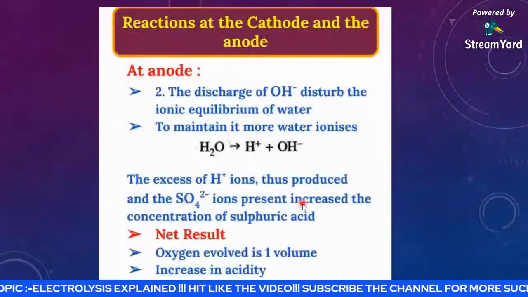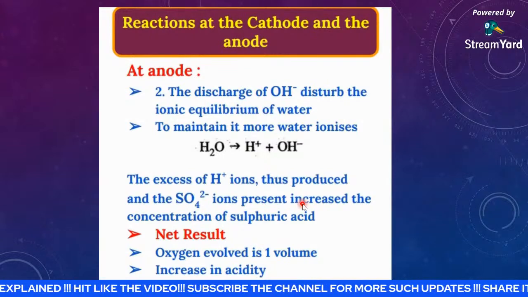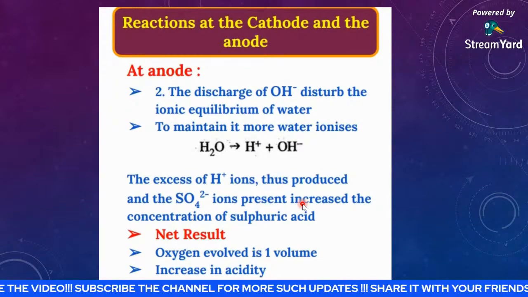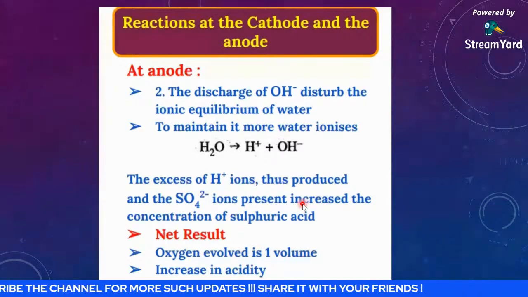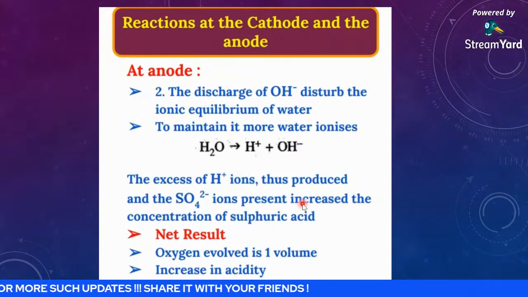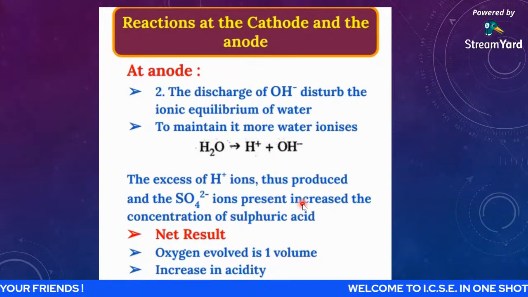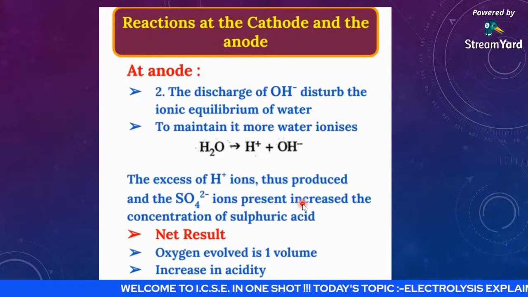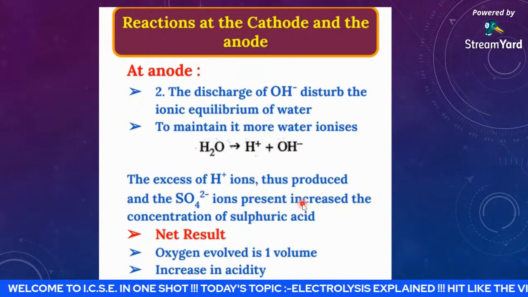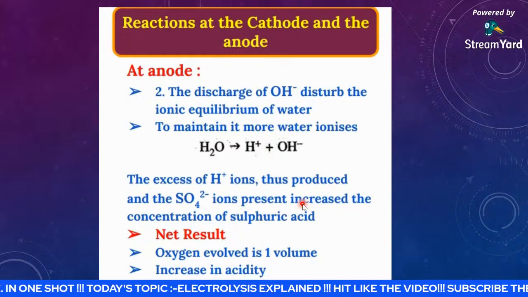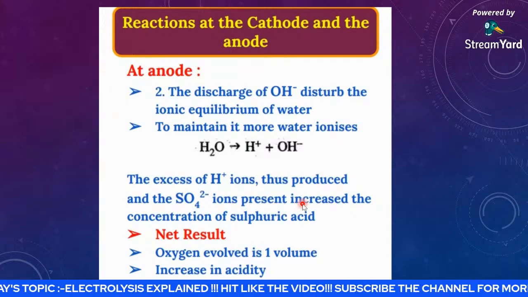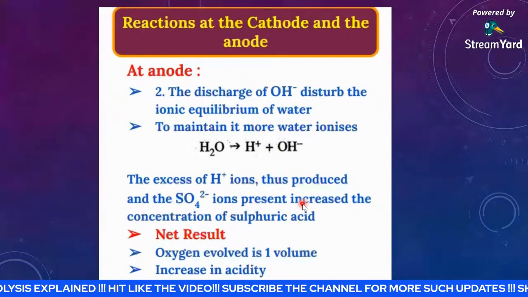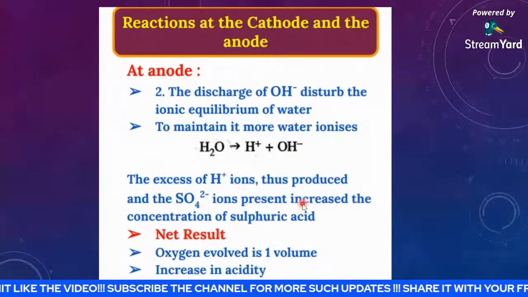This happens in Hofmann's voltameter. So this was the thing which was given, that discharge of OH minus disturbs the ionic equilibrium, so as to maintain it more of water ionizes. This comes as a give reason question, so prepare that nicely. Excess of H plus and SO4 2- ions are present, that increases the concentration of sulfuric acid. Net result is that the volumetric ratio of hydrogen to oxygen gas is 2:1.